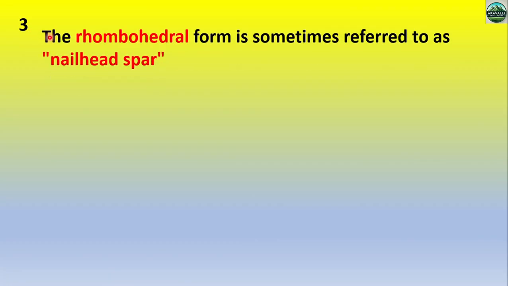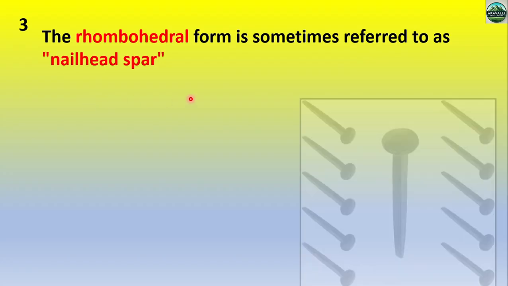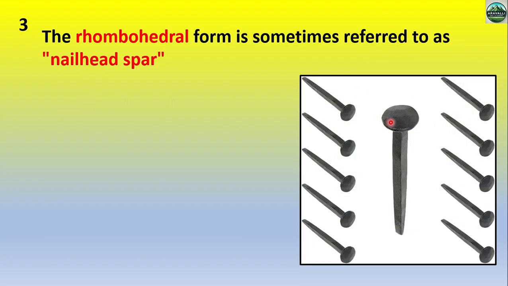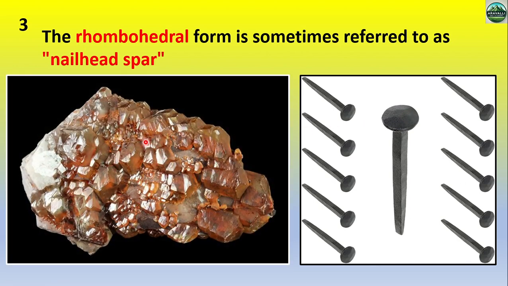Now the third important variety of calcite is the rhombohedral form, sometimes referred to as nail head spar. First see the shape of the nail head, and this type of crystal is also present in nail head spar. Due to the shape of this crystal, calcite is known as nail head spar. So nail head spar is the rhombohedral crystal shape of calcite.